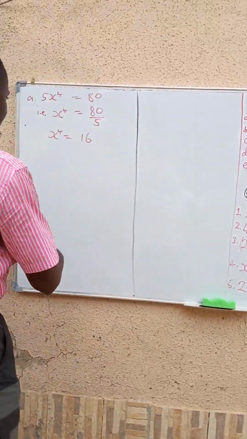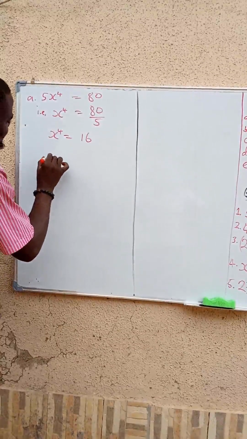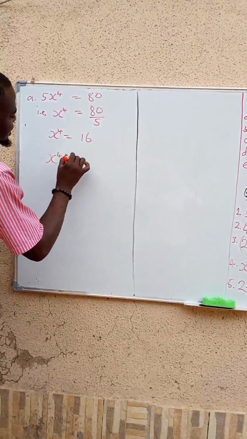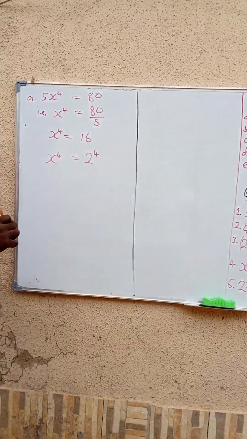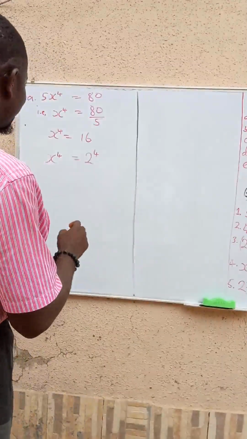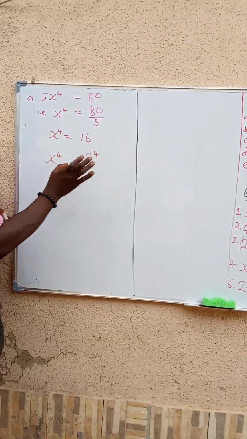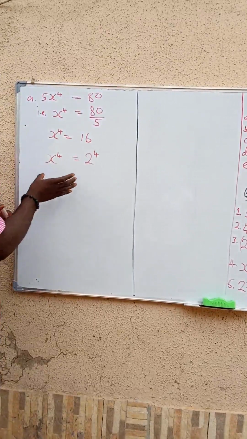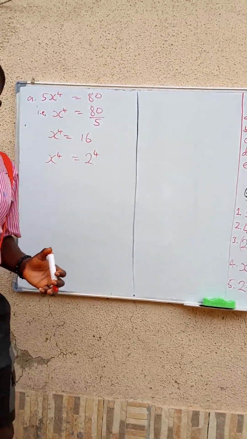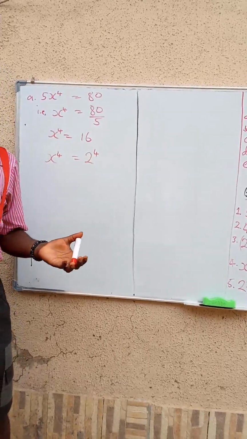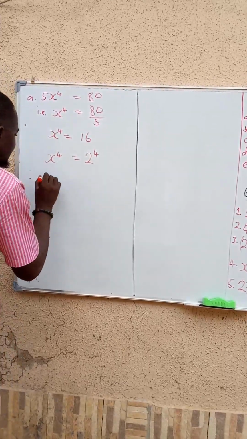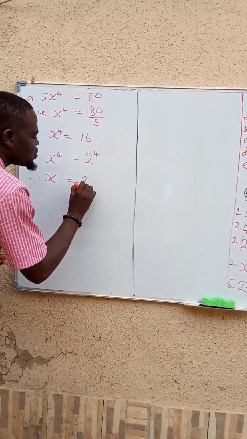Now let's look at it here. That means x raised to the power of 4 will now be equal to 2 raised to the power of 4. In this case, the powers are the same, 4, but the bases are different. So since the powers are the same, I will equate the base. Therefore, x is equal to 2.